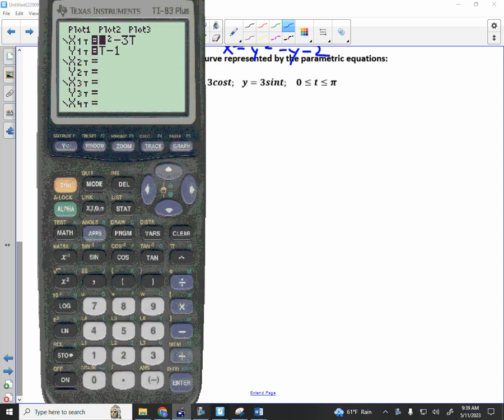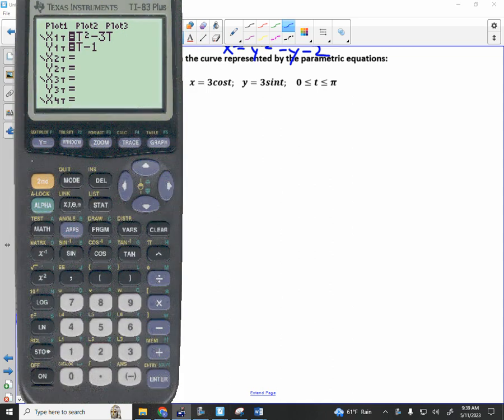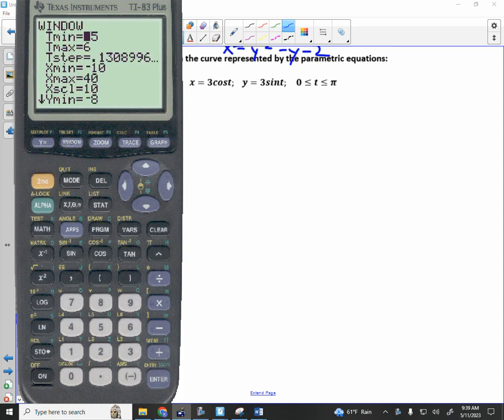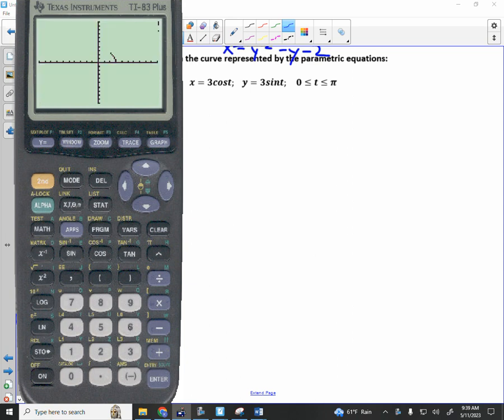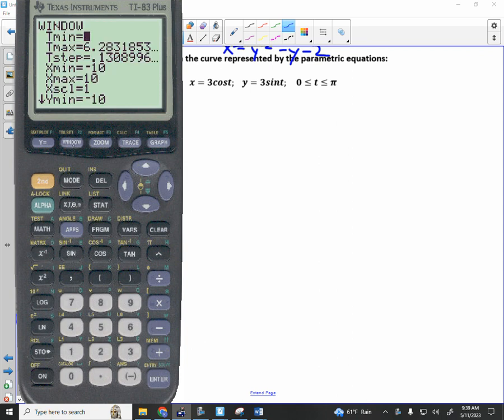We go into parametric form. And for x, I enter in 3 cosine of t, and then for y, I enter 3 sine of t. Notice it says we go from 0 to pi. So as I go into my window, it might be helpful to just zoom standard, zoom 6 first, and then go back to your window and adjust your time.